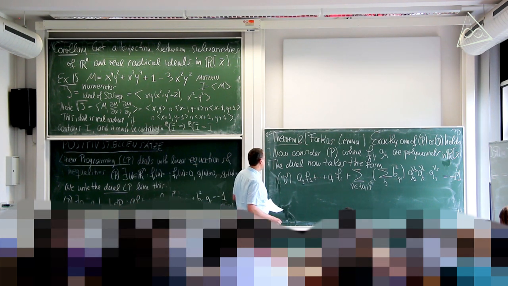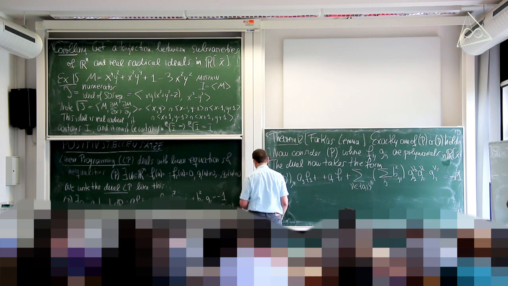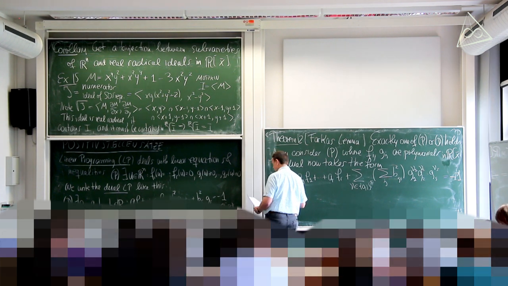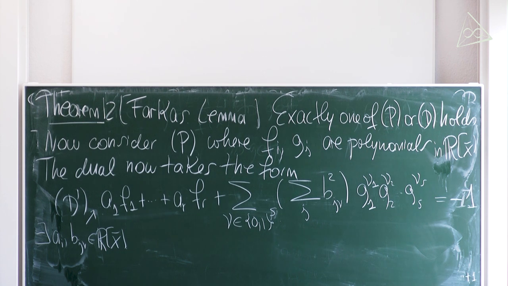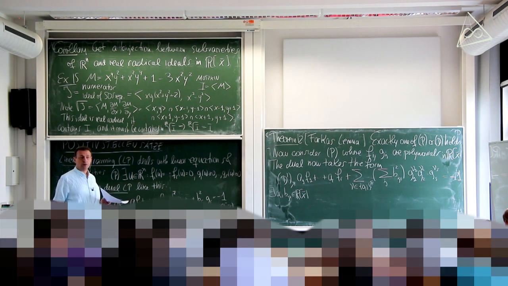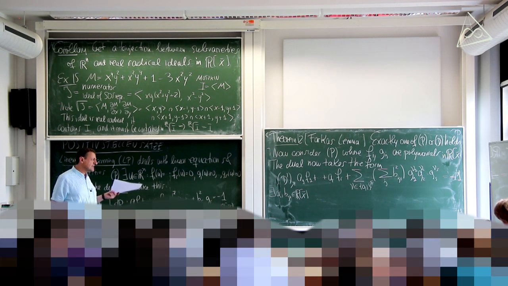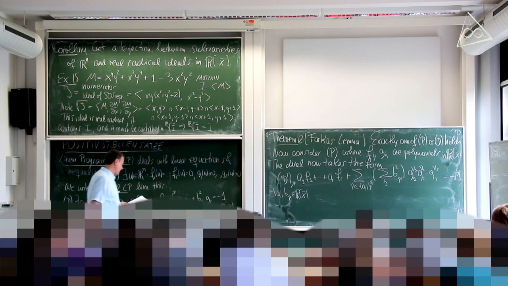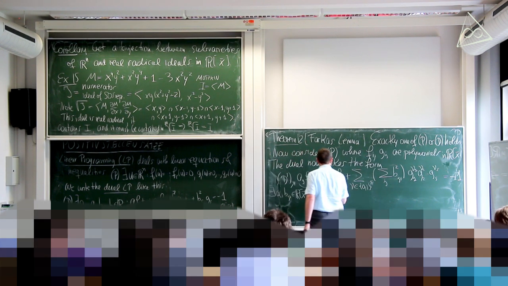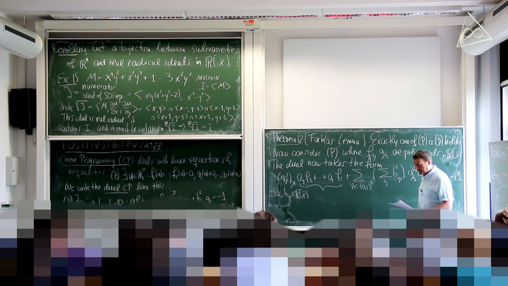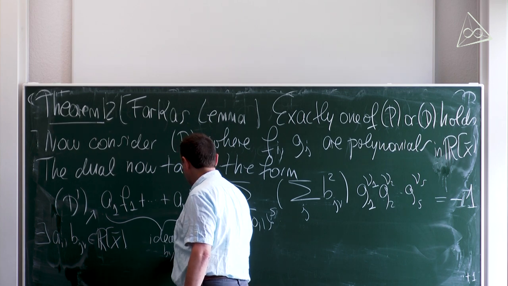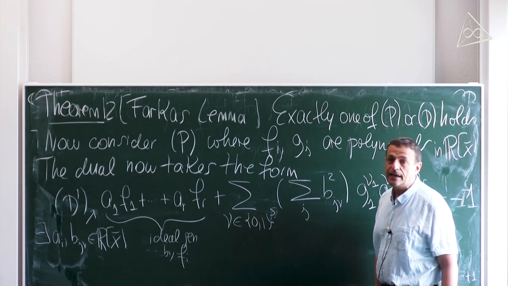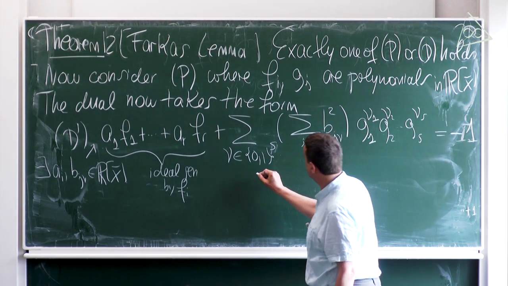So I've got my existential quantifier, where the Ai and the B_j nu are now polynomials. Okay. So the dual says there exists a linear combination of minus 1, where the multipliers of the F's are polynomials, and the multipliers of the G's are these slightly more complicated sums of squares. Now this thing over here is already very familiar. So every polynomial that has this representation, that's known to you. This is the ideal generated by the equations, right? Anything you can represent here is in the ideal generated by the equational constraints, so that's very familiar to you.